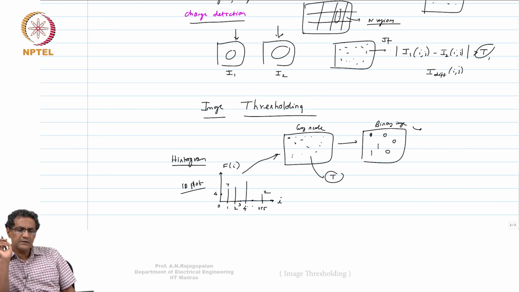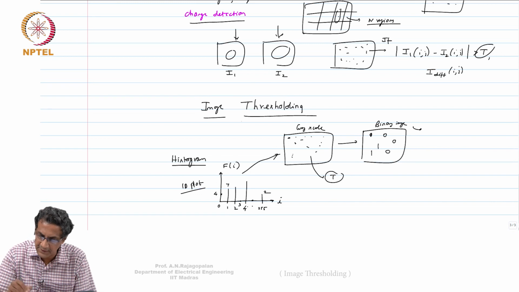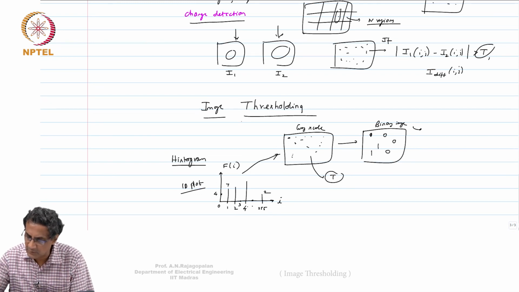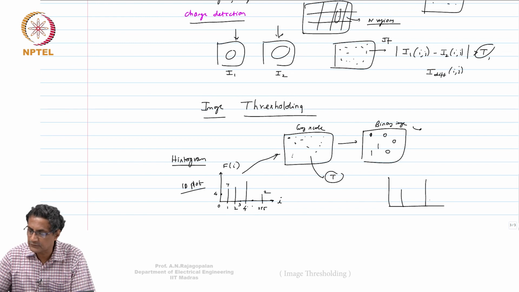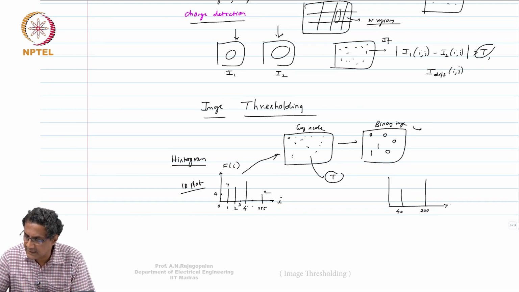Now, how does this 1D plot, this histogram, really help us achieve a thresholding operation? What this boils down to is this: suppose you're very lucky, and your image simply had two values. Let's say this is something like 40, and this is something like 200. This is what you observed after you plotted the histogram.